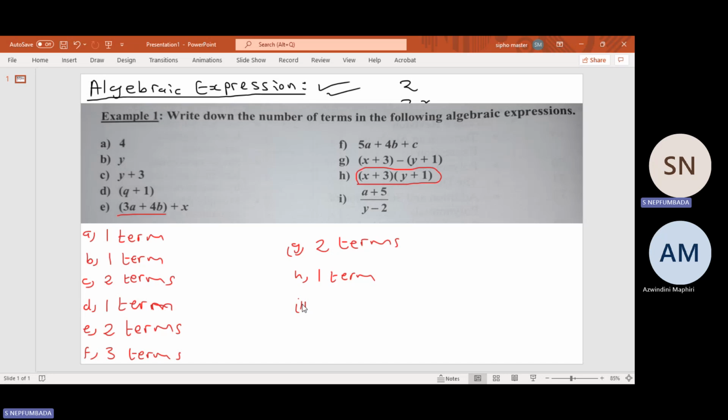Here we go. No, this is one term. This is a single fraction. A single fraction is always considered as one term, no matter how many terms there are in the numerator or in the denominator.